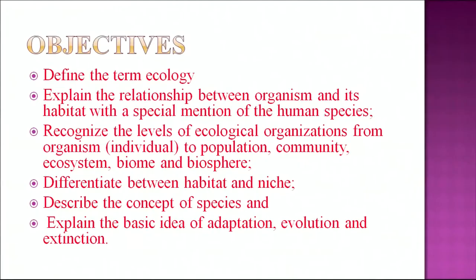Now, let me first discuss the objectives of today's lesson. It starts with defining the term ecology, explaining the relationship between organism and its habitat with a special mention of the human species, and recognizing the levels of ecological organization from organism, that is individual, to population, community, ecosystem, biome and biosphere. Differentiate between habitat and niche. Describe the concept of species and explain the basic idea of adaptation, evolution, and extinction.